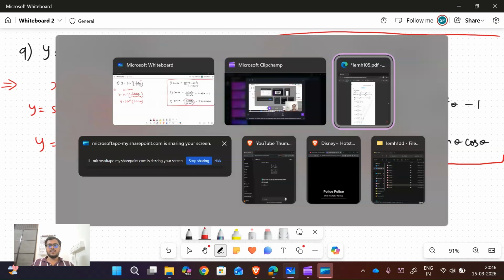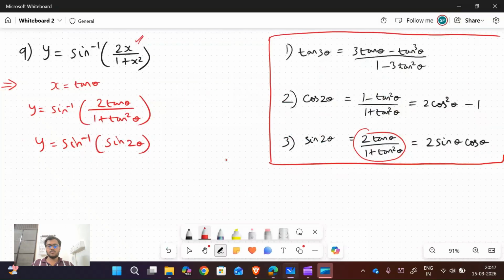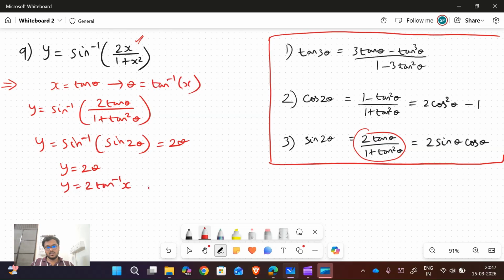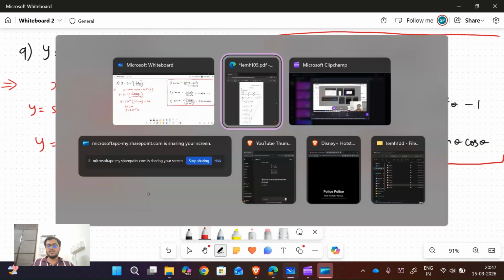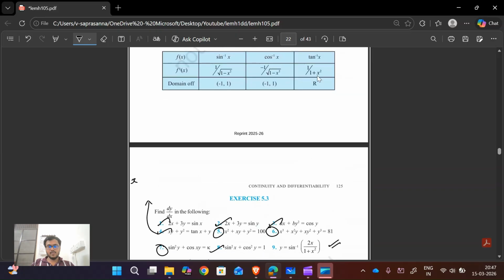Inverse sine of sine gives the angle only inside the domain, but they've given specifically the domain here, so no need to worry. Like in this question they've not given, but in all these questions they've given the domain, so no problem for that. Okay, so sine inverse of sine 2 theta will be 2 theta only. So y equal to 2 theta. Now what is theta? x equal to tan theta, so theta equal to tan inverse of x, right? So y equal to 2 tan inverse of x. That's all, my friends. Problem solved. Now, what is the differentiation of tan inverse x? You have to remember. Okay, tan inverse of x is 1 by 1 plus x square.